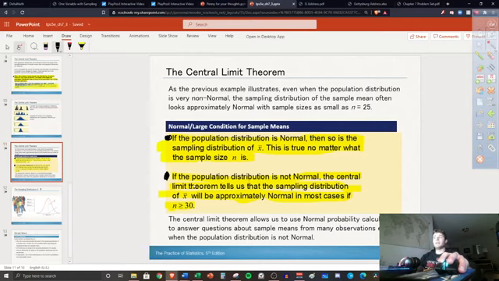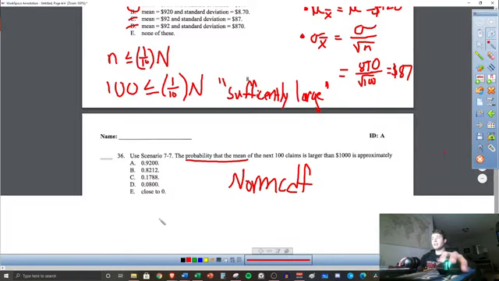Next. This bullet point will probably help us. If the population distribution is not normal, or we don't know, not stated, the central limit theorem tells us that the sampling distribution of x bar will be approximately normal if n is greater than or equal to 30. So is this normal? Well, the sample size n is greater than or equal to 30 because n is 100.